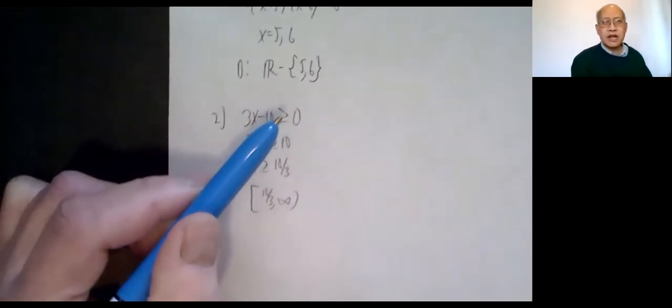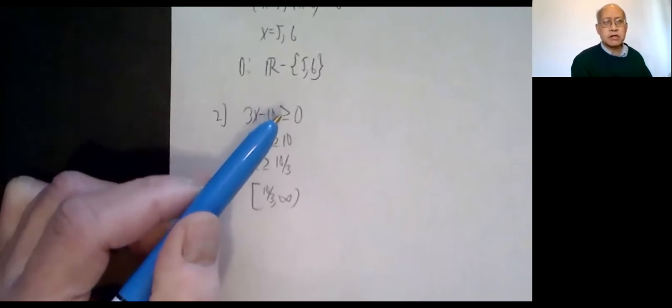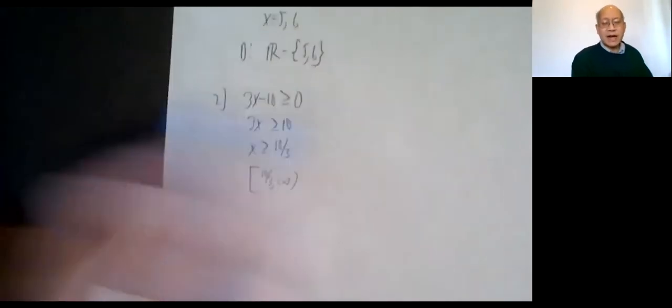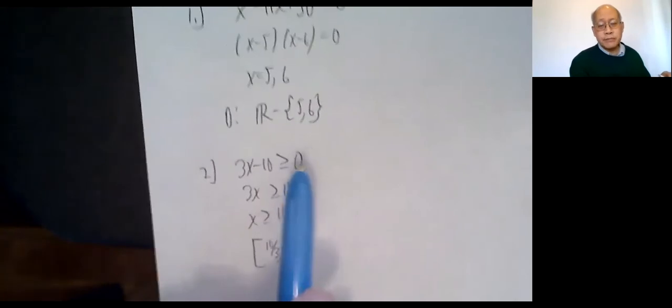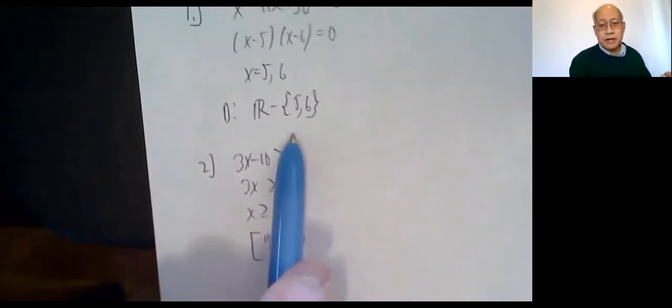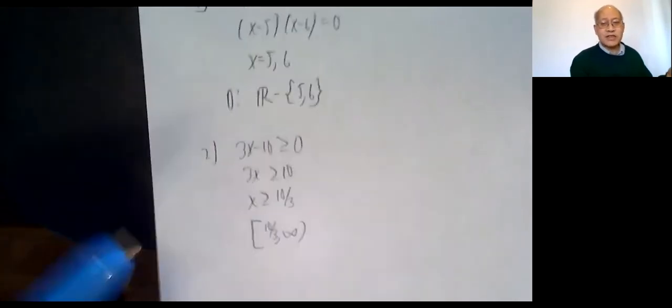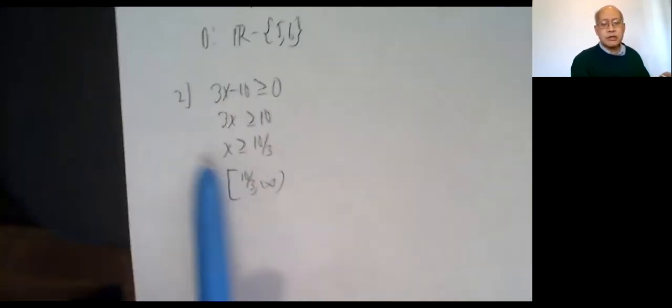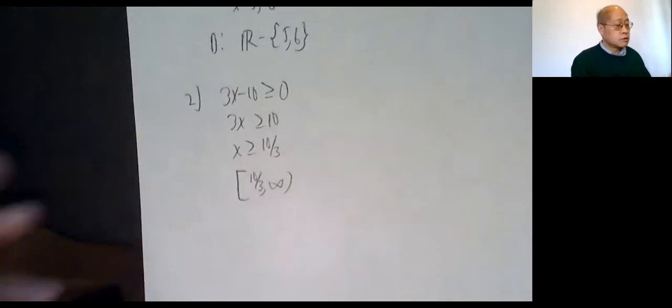If you write negative infinity to 5 union 5 to 6 union, you kind of have to think about it. Hey, what is it talking about? And then you might graph it. Oh yeah, I see what's going on now. Okay, so this is the preferred way of doing it. I want you to do it this way. The other way, you've got to think about what's going on. So this is much easier to think about. And number 2 was also pretty straightforward, 10/3 to infinity.